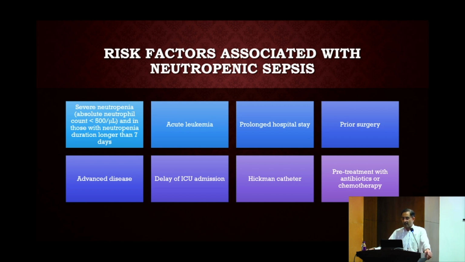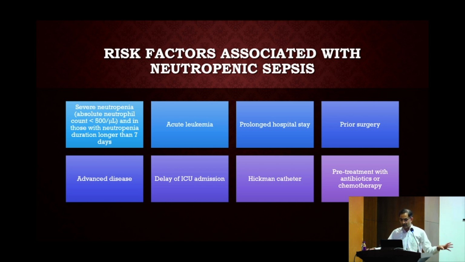Now, along with the neutropenia, there are also certain risk factors which can contribute to these patients coming to you or developing sepsis. This is also going to be a part of your approach to the algorithm, because it is not only having neutropenia, but why the neutropenia is there, how long the neutropenia has been there.